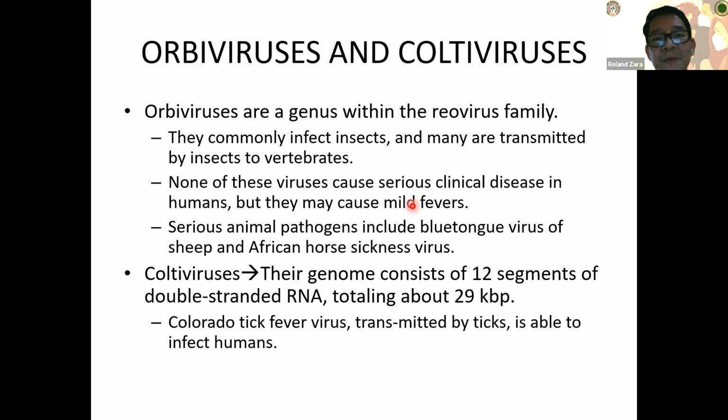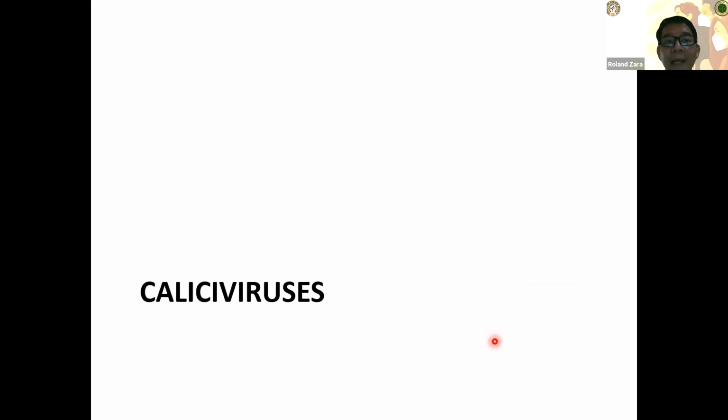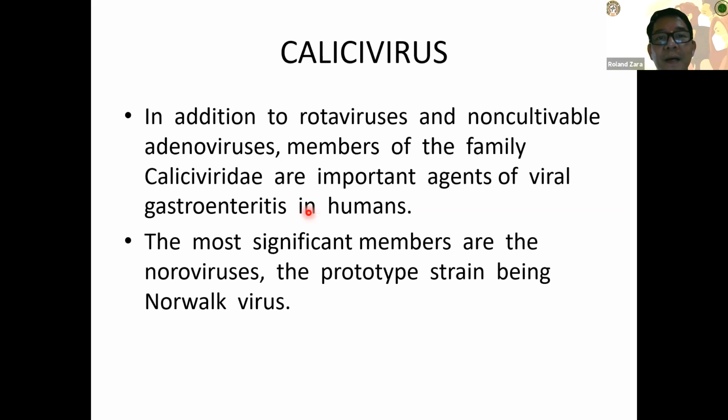Okay, so your Colti, their genome consists of 12 segments of double-stranded RNA totaling 929 kilobytes. An example of Colti is the Colorado tick fever, transmitted by tick, mga insect bite. Okay, so your Calici, so is Calici virus. I remember it in one of the TV series.